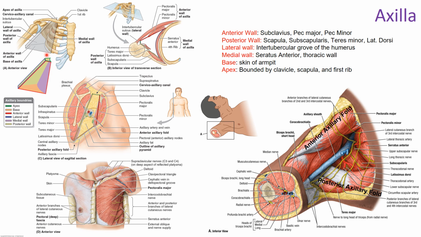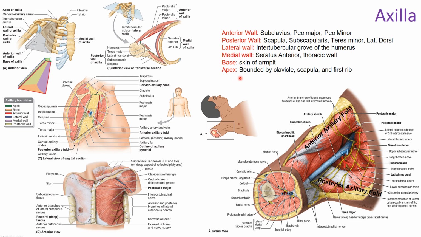Lastly, the last two things we want to talk about are the base of the axilla and the apex of the axilla. The base of the axilla is going to be formed by the skin and the fat of the armpit. So the skin and the fat of the armpit here is going to be forming the base of the axilla. The apex, however, is an open space that is going to be bounded by a couple of bones.